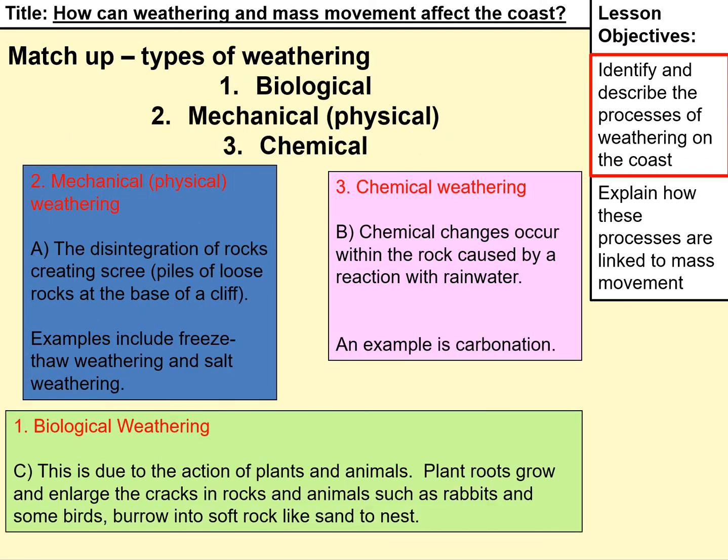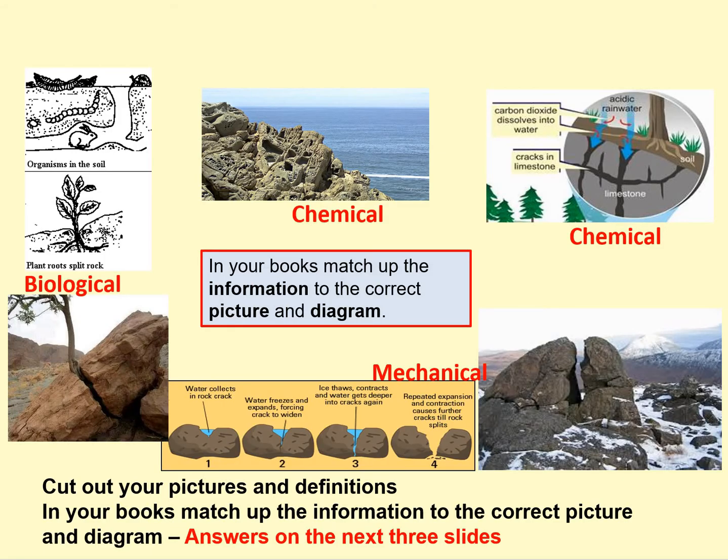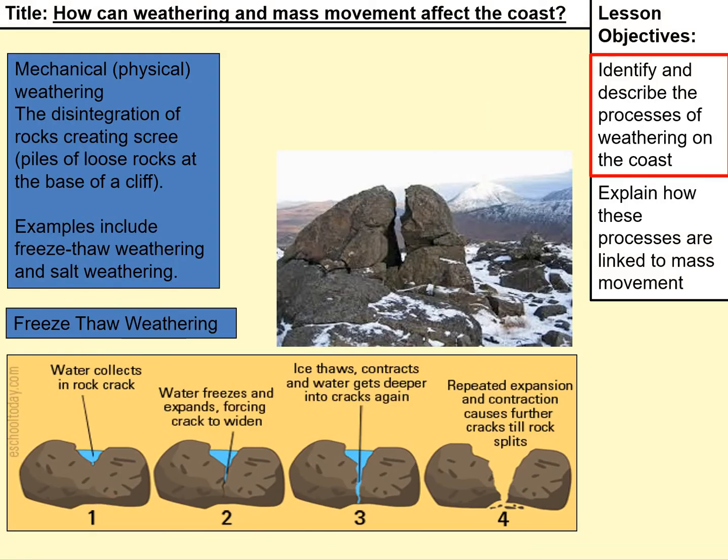Here are your answers. So biological, this is the action of plants and animals. Mechanical, this is the breaking down of rocks due to the weather conditions, so like freeze thaw and salt weathering. And then chemical is that reaction with the rainwater from the rocks, which we'll come back to. So I'd like you to have a go at matching up the images with the definitions, and you'll see the answers as we go through.